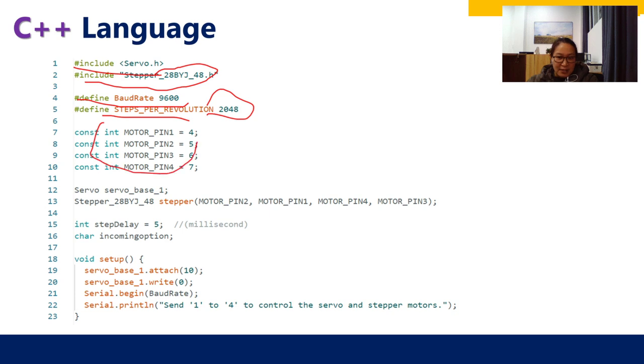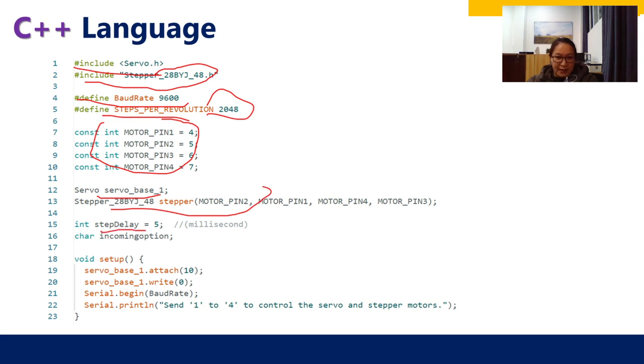These constants define the Arduino pin numbers connected to the stepper module driver. This creates a servo object named servo-base-1, and this creates a Stepper 28BYJ-48 object named stepper and initializes it with the module pin connections.